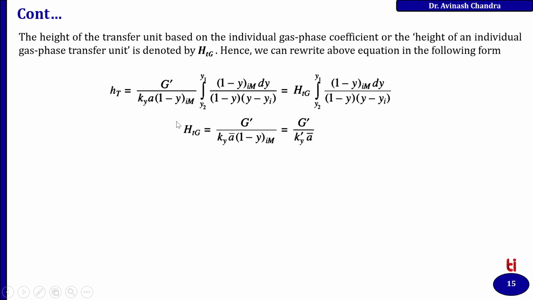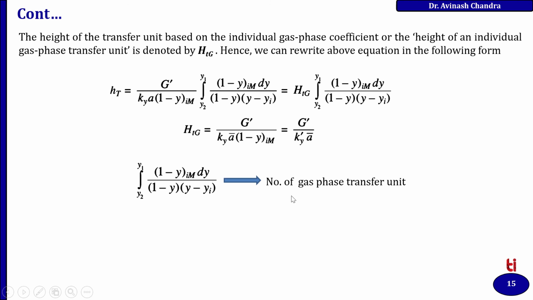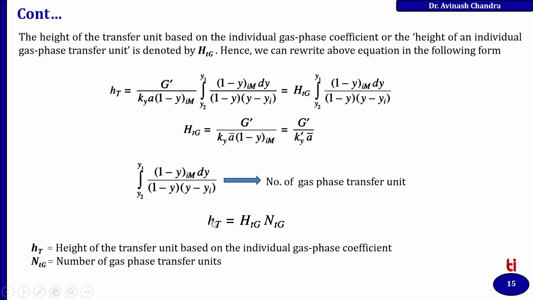So this is in this format, and this quantity is termed as HTG, and HTG further can be reduced in the form of the mass transfer coefficient as G' upon Ky' A. And this quantity is termed as the number of gas phase transfer units. So HT can be written as HTG into NTG, where NTG is the number of gas phase transfer units.